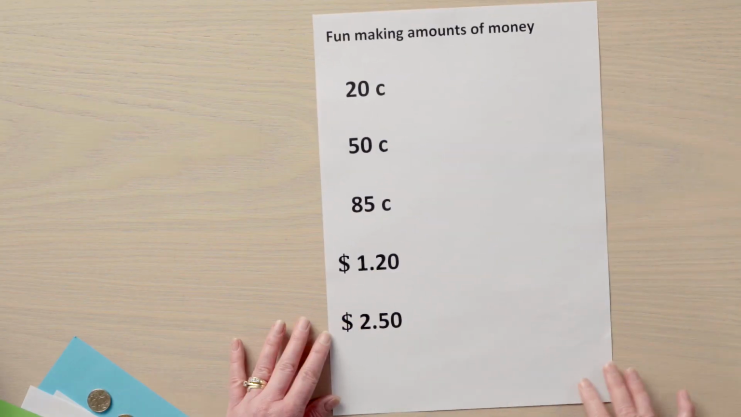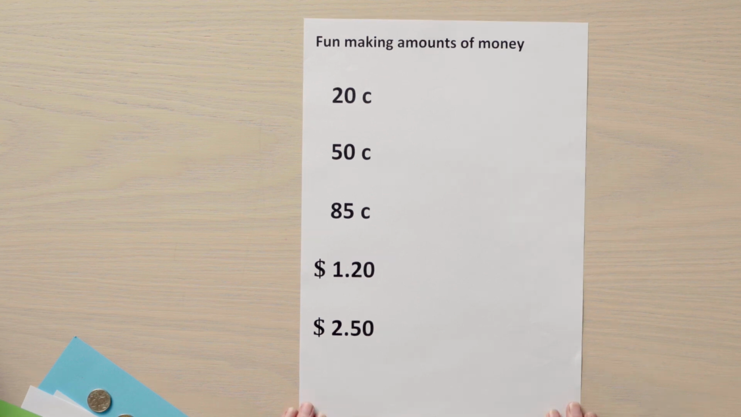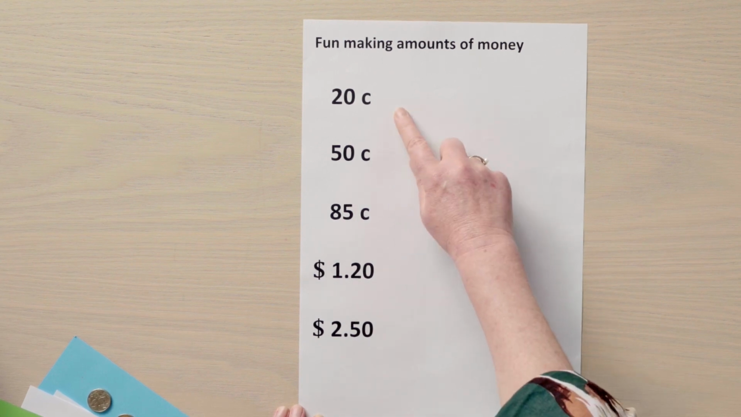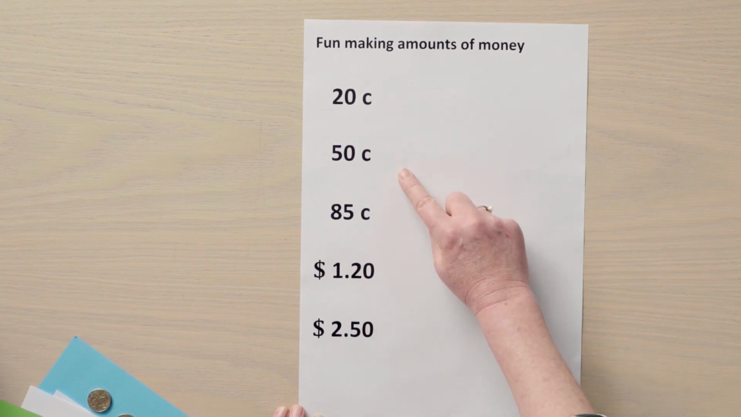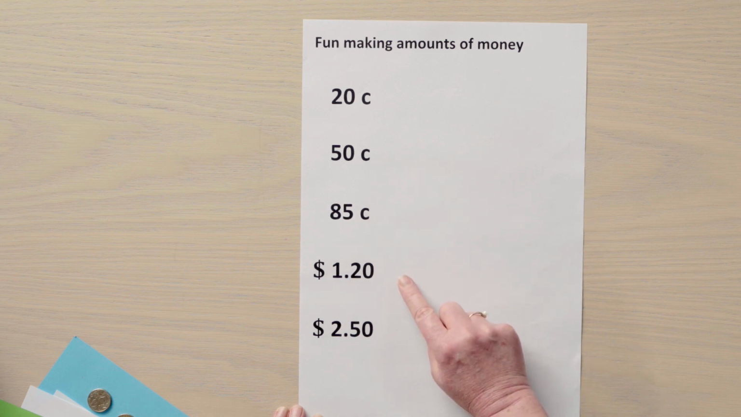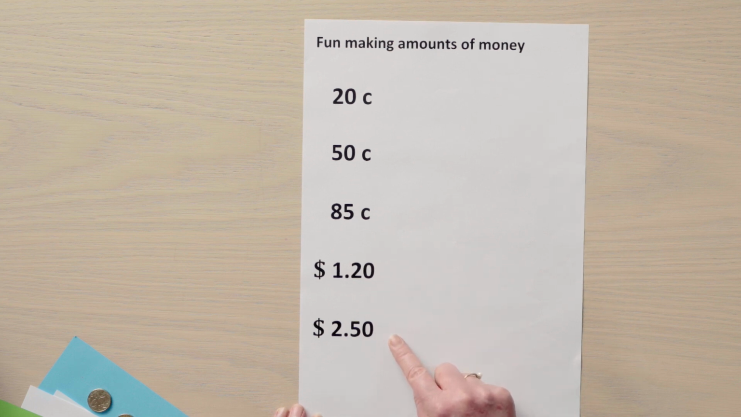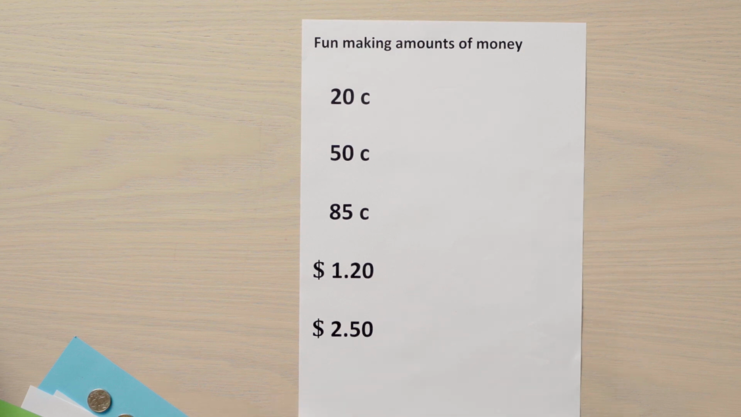And for your doing task, we're going to do something very, very similar. So let's have a look at what that might be. So we're going to have fun making amounts of money in two different ways. And these are the amounts I would like you to try in your learning book. 20 cents, two different ways, 50 cents, 85 cents, $1.20, and $2.50.